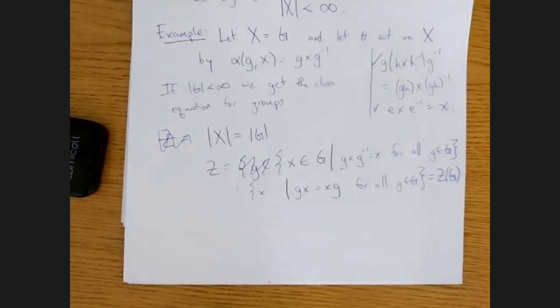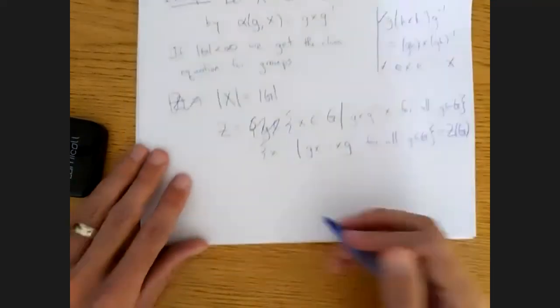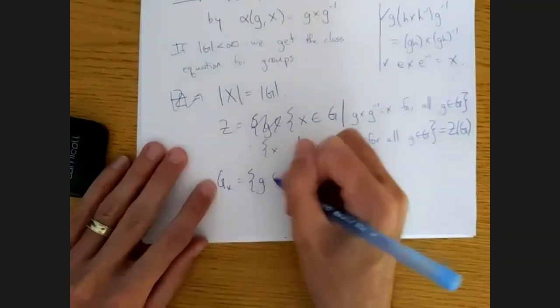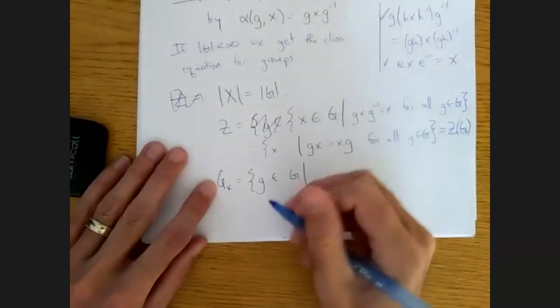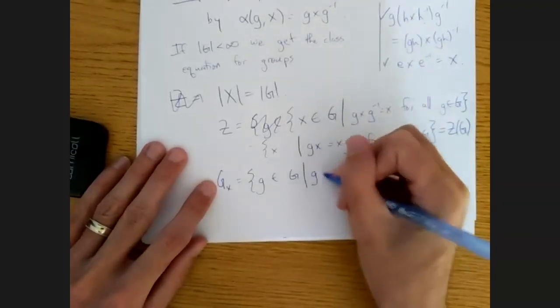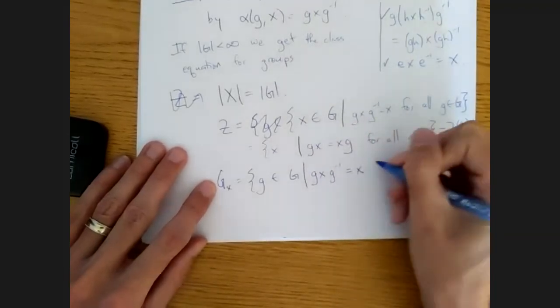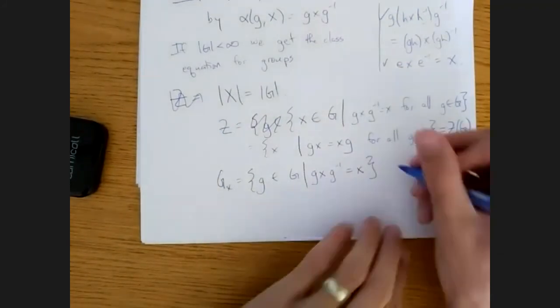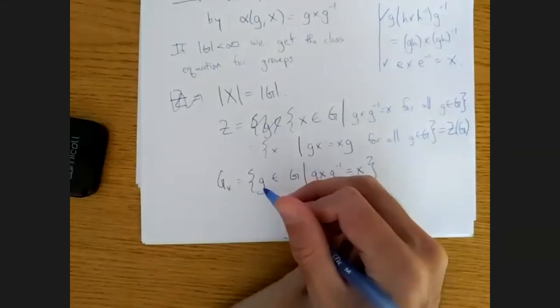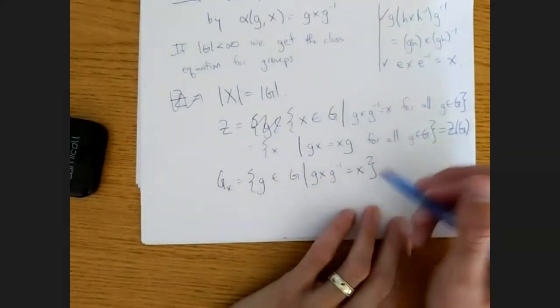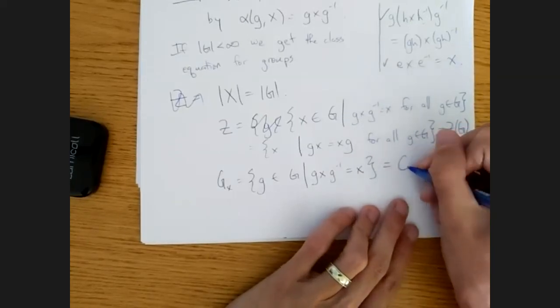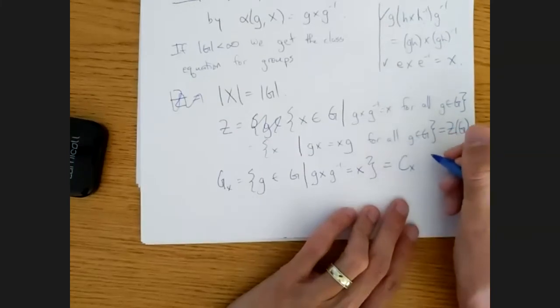Okay. So the center is just the center of the group. What's the stabilizer of X? Well, that's all the G's such that G stabilizes X, and the action of G is GX G inverse. And again, this is the set of all elements of G which commute with X. So this is actually called the centralizer of X.